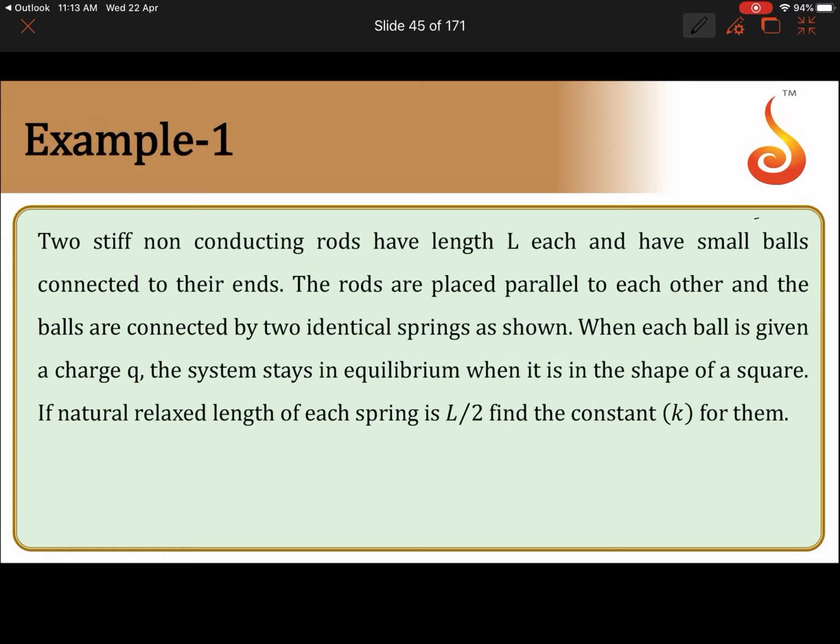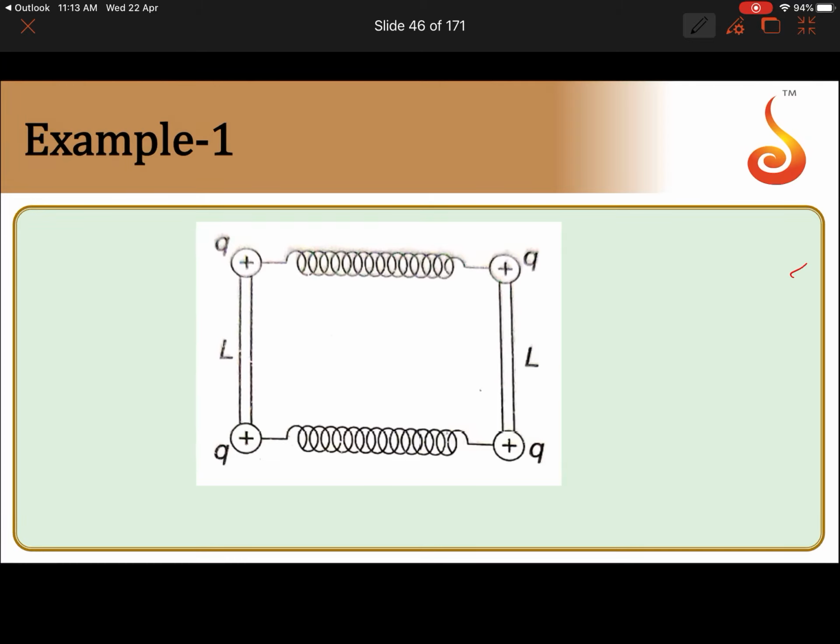When it is in the shape of a square, natural relaxed length of each spring is L by 2. Find the spring constant. So this is the situation. Natural length of this spring is L by 2, so L by 2 is the extension here.